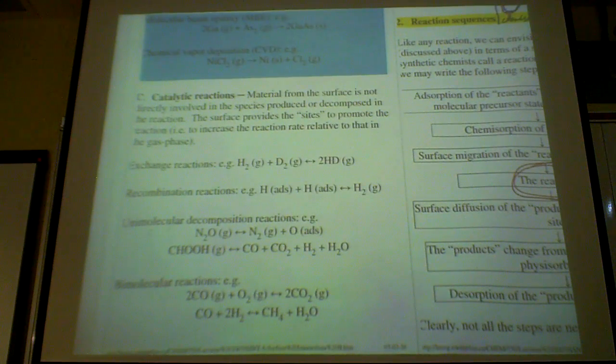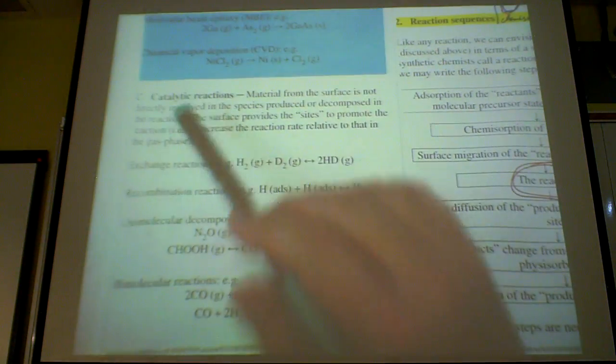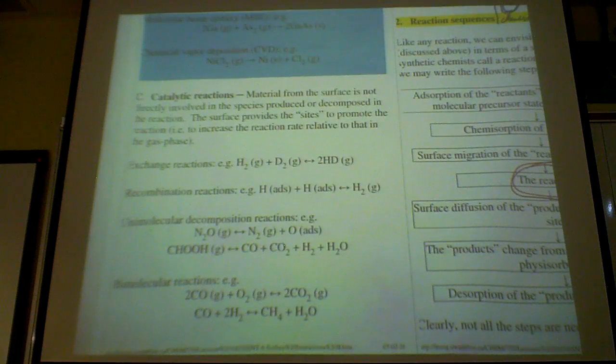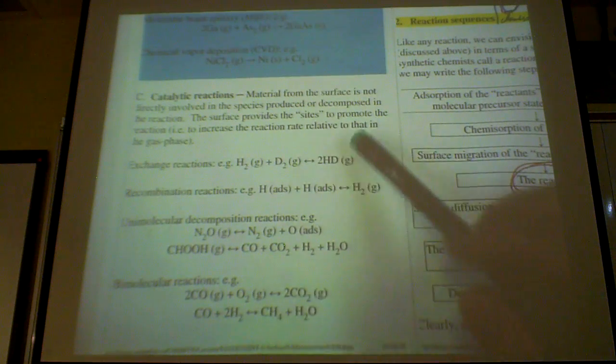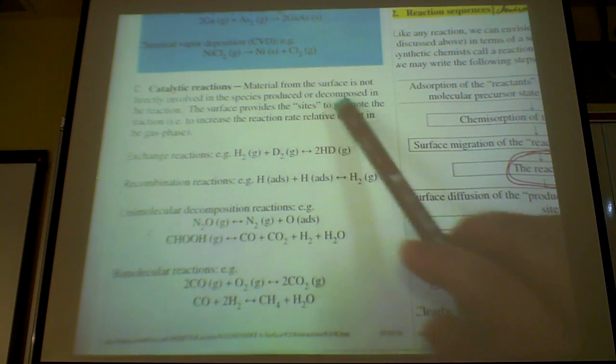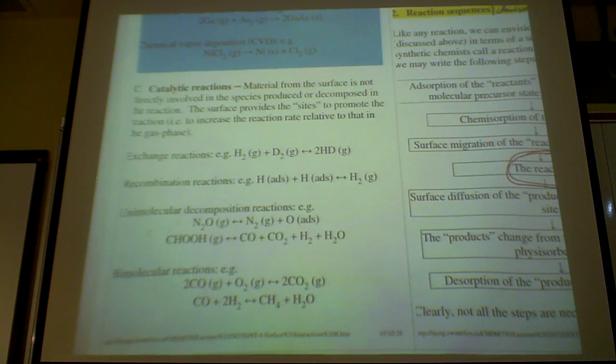So when you go to chemical engineering, they would have almost pilot plant style catalysts, and they've been working on this for years. And people in chemical engineering have been doing nano for at least 30 years. They don't call it nano, but they call it catalysis research. And what happens here is that the surface itself provides the site to promote the reaction, to increase the reaction.